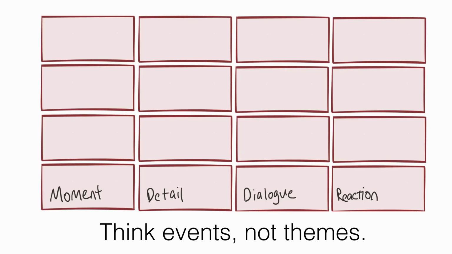Two, think events, not themes. Your theme is like your mortar, but moments and details and dialogue and specific reactions are the bricks of your essay. Don't worry about the theme yet. Let it arise later from the events. Finally, think in terms of the time that X happened, the time I got locked out, the time I wrote my senator, etc. This trains you to focus on events.